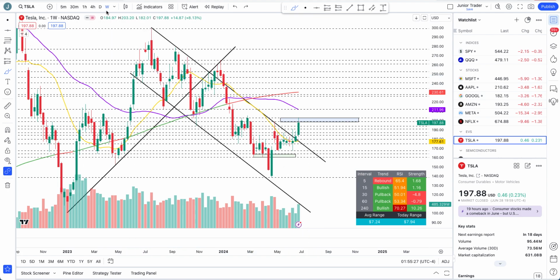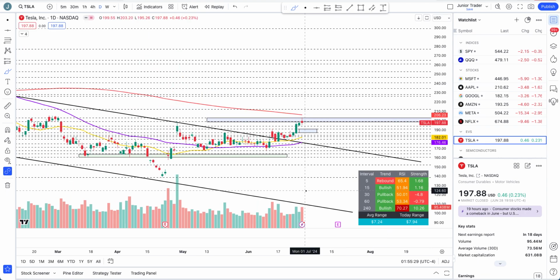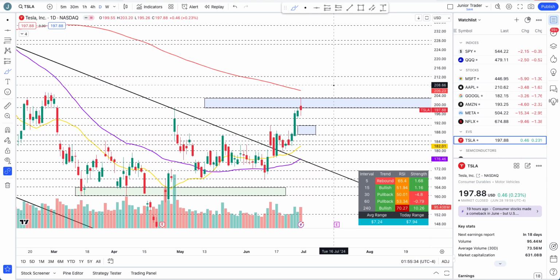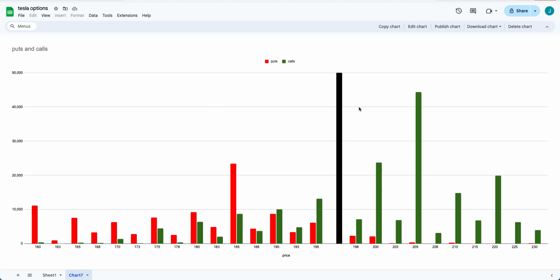Now let's jump into the options and let's talk about how the traders are putting their money and what my opinion is around those options. Black is the last trading day closing price. Green are the calls, red are the puts. You can see there's a huge spike at $205 calls, and then it fizzles down a little bit, but most of the traders are betting their money right now on $205 calls.